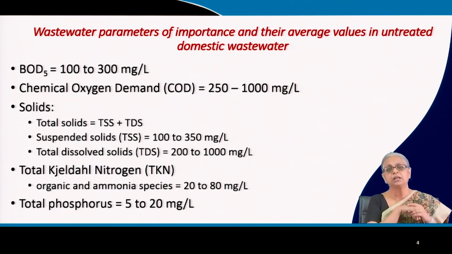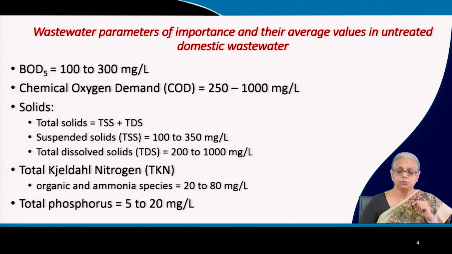So why are we using microbial processes or biological processes for treating wastewater? The wastewater parameters that are of importance in untreated domestic sewage or wastewater are shown over here in this slide. So we have BOD5. Now remember, that's our standard method. The BOD values tend to range from 100 to 300 milligrams per liter. COD ranges from 250 to 1000 milligrams per liter.